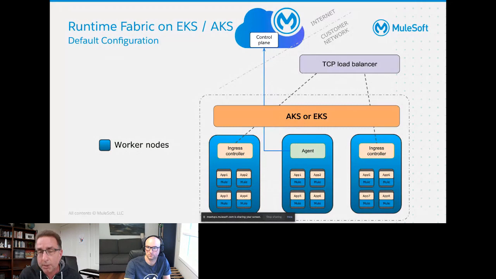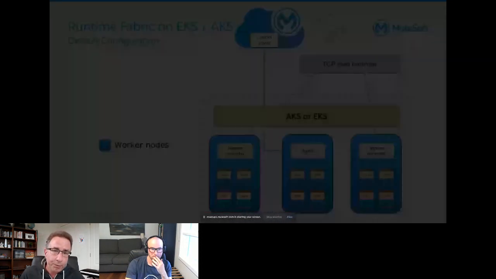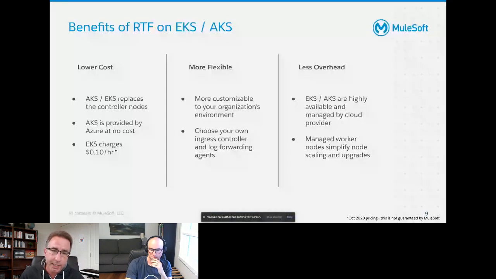Now, this also means that if you go down that path, if you decide to use Runtime Fabric on EKS and AKS, you would need people in your organization with Kubernetes skills. Things like configuration of ingress controllers and log forwarding, that's something that you have to now do yourself, right? That's not coming with our product, right? On the other hand, you get a more lightweight version of Runtime Fabric, with less of a footprint, and you can really focus on running your Mule apps on your worker nodes. So these are sort of the benefits of Runtime Fabric on EKS or AKS.